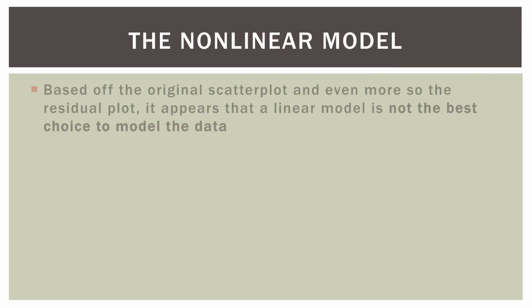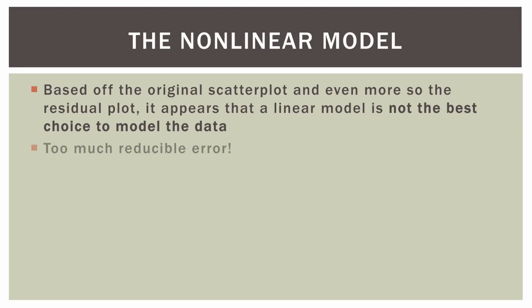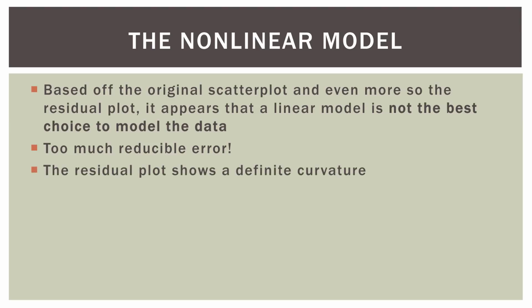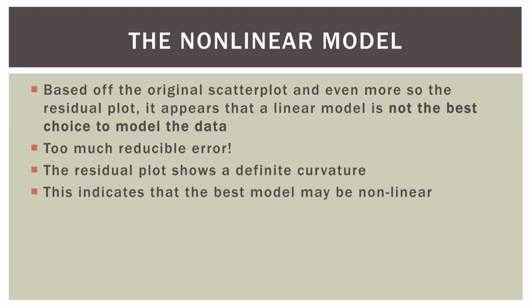So the nonlinear model. Based off the original scatter plot, and even more so the residual plot, it appears that a linear model is not the best choice to model the data. There is too much reducible error. The straight line regression is too far from the actual observed points from side to side. So there's error in there that we could reduce further by having a better fitting model. The residual plot shows a definite curvature, so a linear regression model would not be the appropriate choice for the data. This indicates that the best model may be nonlinear.